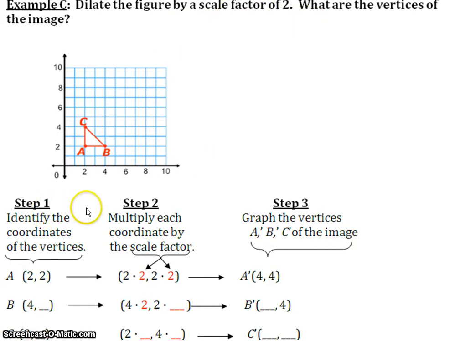Step number 1. Identify the coordinates of the vertices. This triangle obviously has 3 vertices, 3 corners: A, B, and C. You first need to figure out the coordinate pair for letter A, and then B, and then C. Letter A is at coordinate 2, 2. Letter B is at coordinate 4. Please fill in the y coordinate. Letter C is at coordinate 2. Please fill in the y coordinate here.